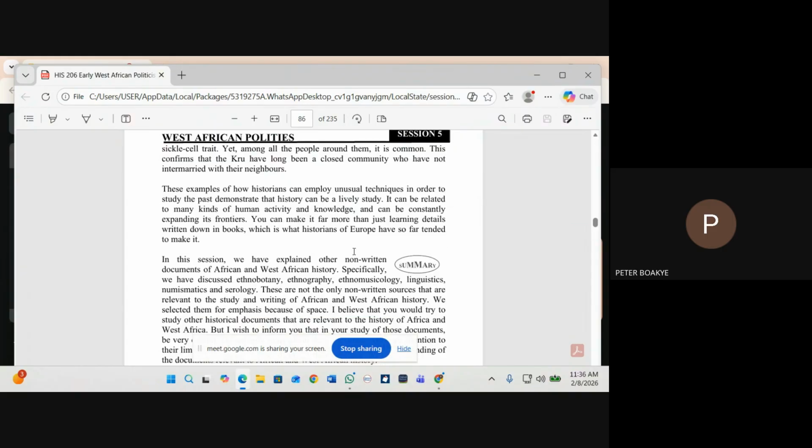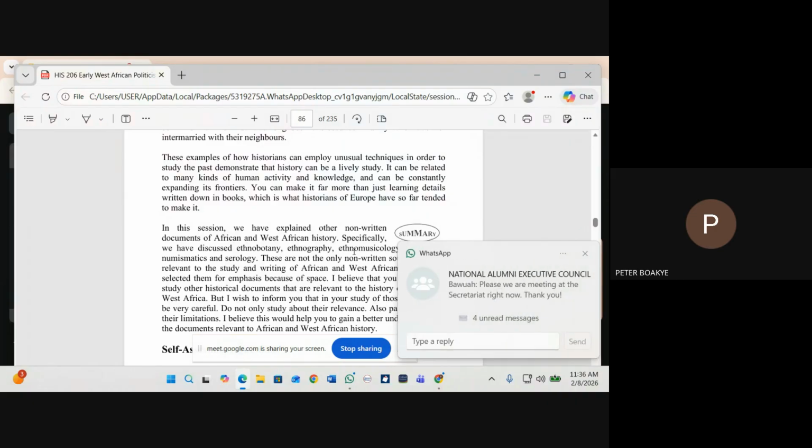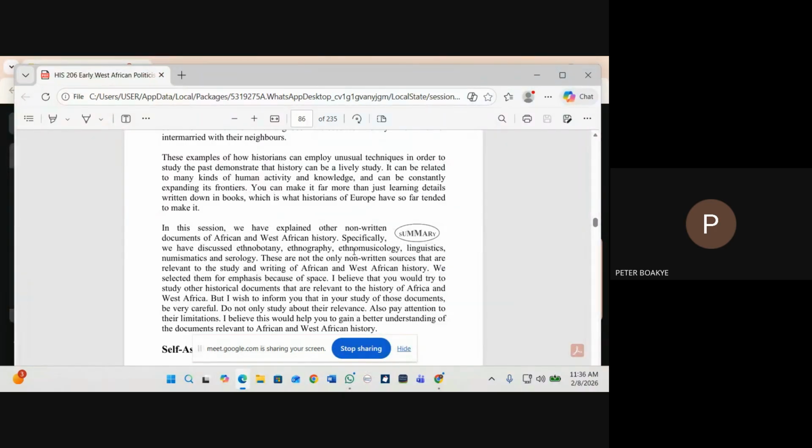Okay. So in this session, we have explained other non-written sources of African history. They are all relevant. So linguistics, numismatics, serology, and others are vital for the study of West African and African history.